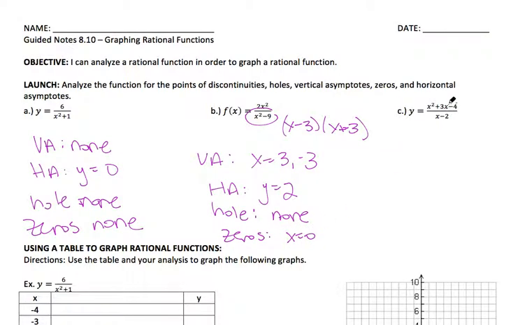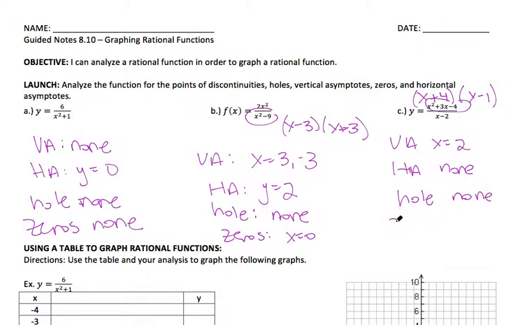This last one should be factored, x plus 4, x minus 1. Vertical asymptote at x equals 2. The horizontal asymptote, there isn't one. The hole, there isn't one because there are no common factors. And the zeros are at x equals negative 4 and 1, because I took the numerator and set it equal to 0.